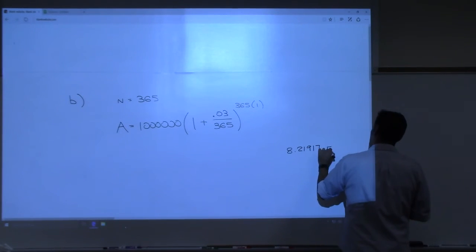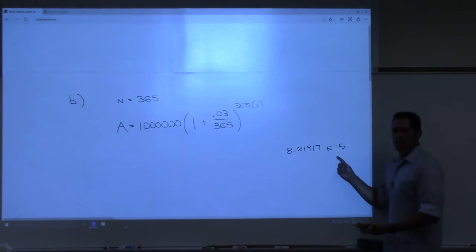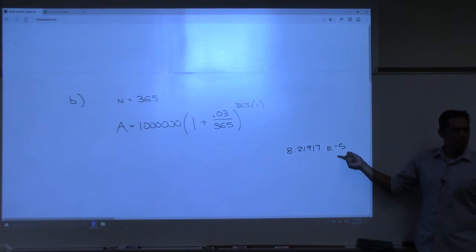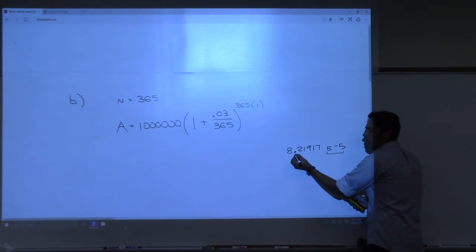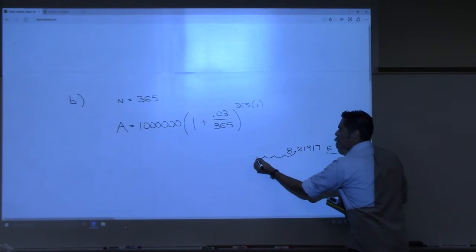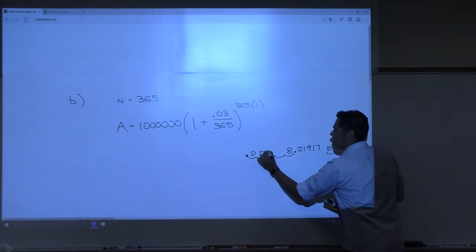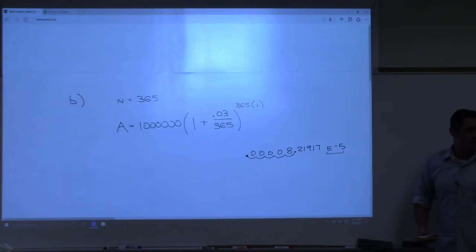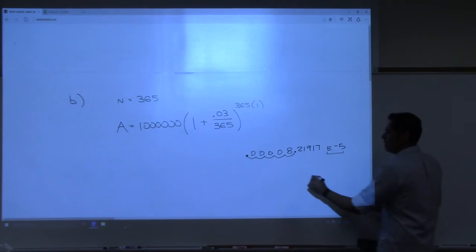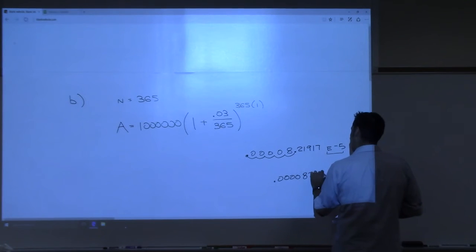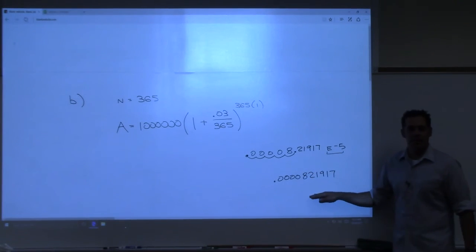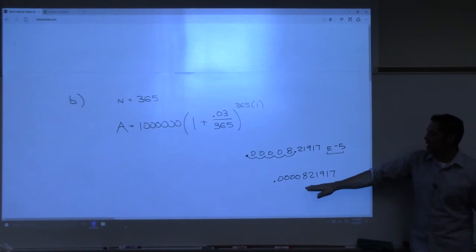8.21917, blah, blah, blah, and then e negative 5? Anybody get that? No? Okay, if you got this, what this little e negative 5 means is you have to take that decimal and move it 1, 2, 3, 4, 5 places and put zeros here. And that's the number we're working with. So it's actually 0.0000821917. That's the number. Now, how many of you got that, not this? Got this one right here.